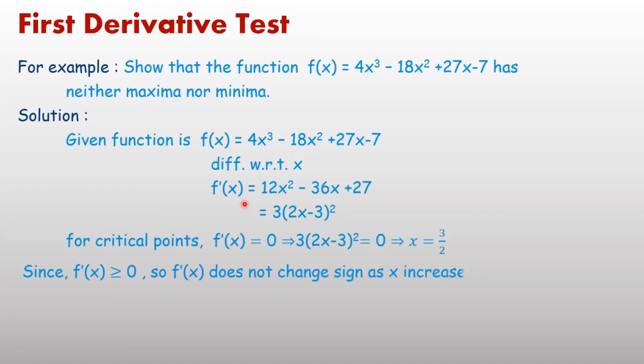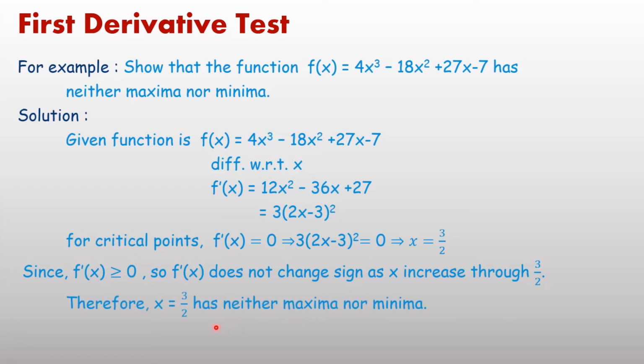But here you can observe f dash x equal to 3 into 2x minus 3 whole square, means it is always positive. Means f dash x is always greater than or equal to 0. The sign of f dash x is always positive. It will never change from positive to negative or negative to positive. It will always remain positive to positive. Therefore, f dash x does not change sign as x increases through 3 by 2. Therefore, x equal to 3 by 2 is a point of inflection, or at this point neither maxima nor minima.